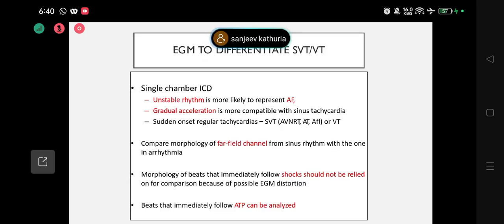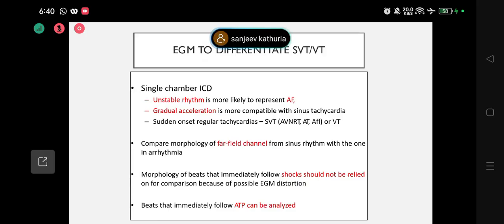Was there a slow acceleration? Likely to be an SVT. Compare morphology of a far field channel from sinus rhythm. So what will it do? It will see its morphology, which is acquired, and a sinus rhythm morphology which you have kept in the device, or the SVT morphology, and it will compare. If it finds that the rhythm which it's getting in the far field is more than 70% matching the rhythm which is present in the ECG in your template, it will consider this to be SVT.